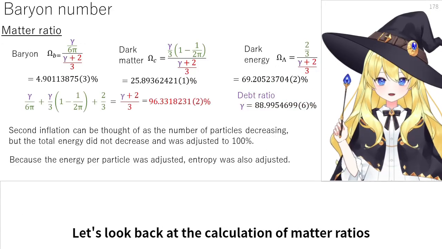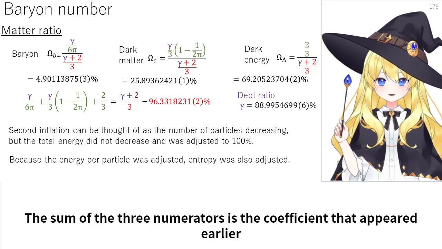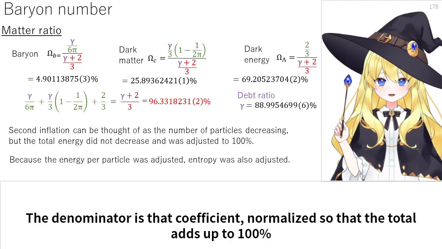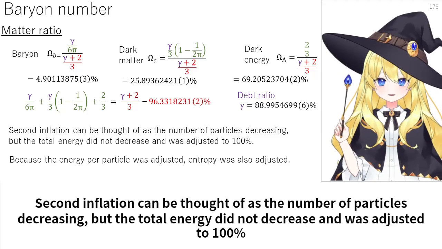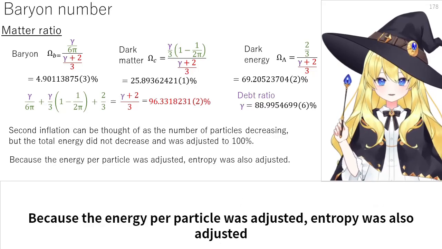Let's look back at the calculation of matter ratios. We considered second inflation to have occurred at a det ratio of gamma. The sum of the 3 numerators is the coefficient that appeared earlier. The denominator is that coefficient, normalized so that the total adds up to 100%. Second inflation can be thought of as the number of particles decreasing, but the total energy did not decrease and was adjusted to 100%. Because the energy per particle was adjusted, entropy was also adjusted.